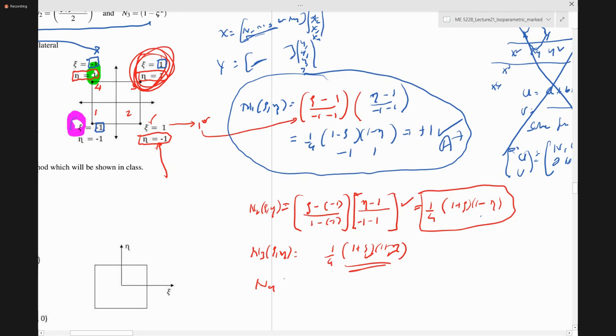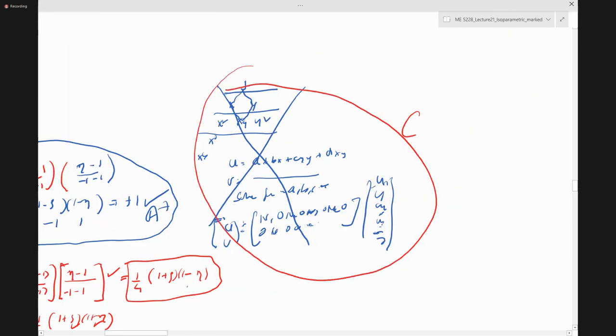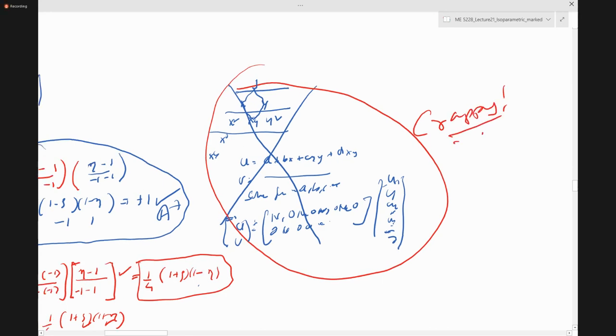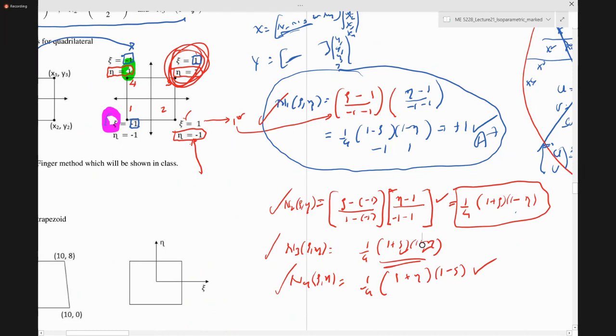What is N4? You can do it mentally, you'll be so sharp now. How do you get N4? It is 1/4 of 1 plus eta into 1 minus Kasi. Right? At eta equal to +1 and Kasi equal to -1, it is equal to 1, right? Yes. See how you generate it fast using Lagrange polynomials? The long way, which they do, is crappy. Therefore, we do this. Do you read me? Do you know how to get N's in 1D and 2D? Yes or no? Yes. Okay, one more. I still have 6 minutes.